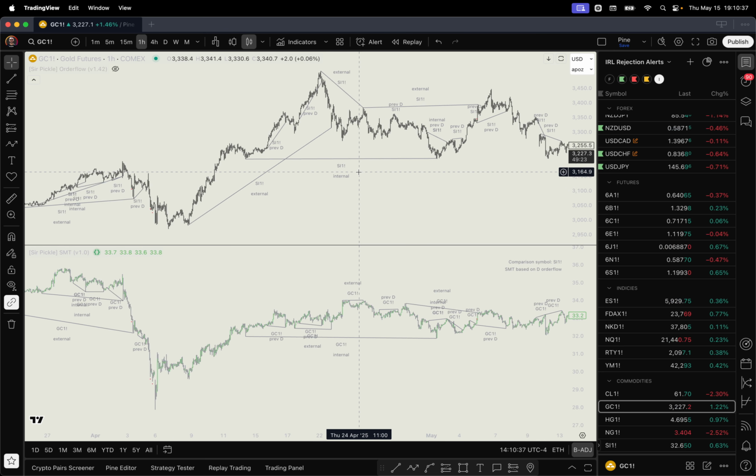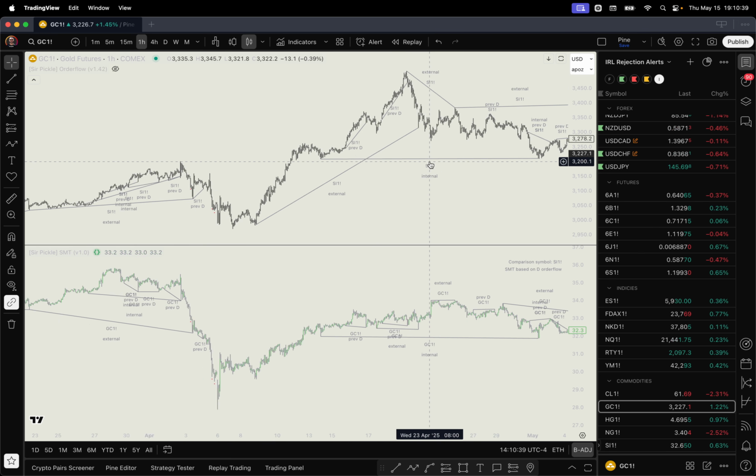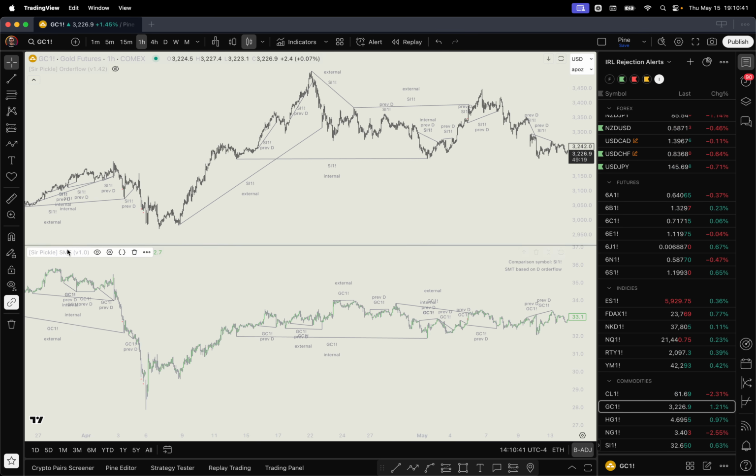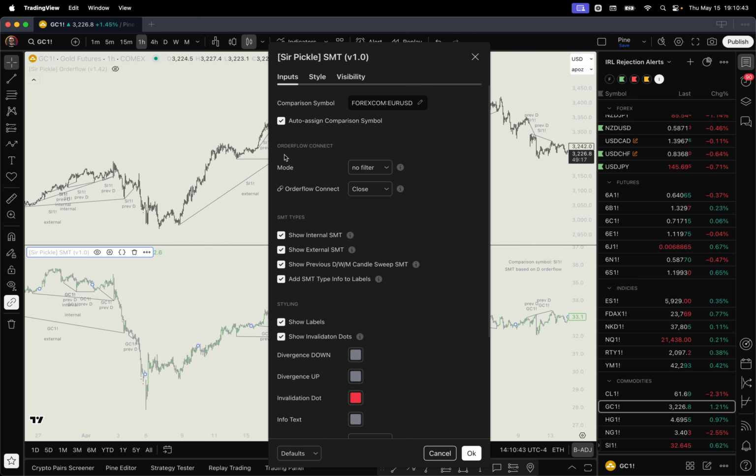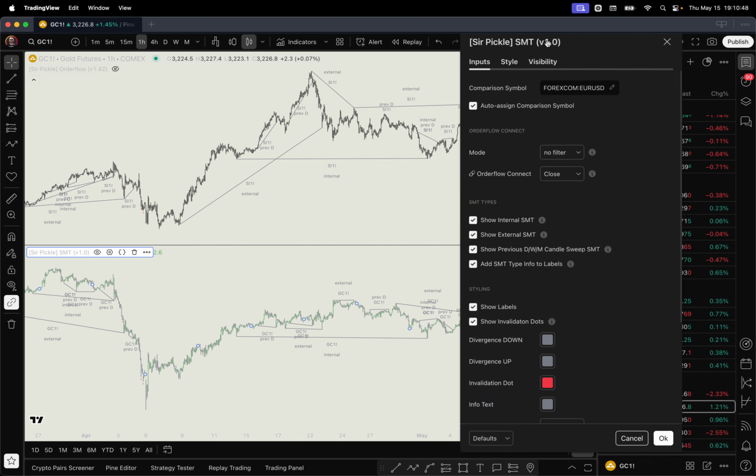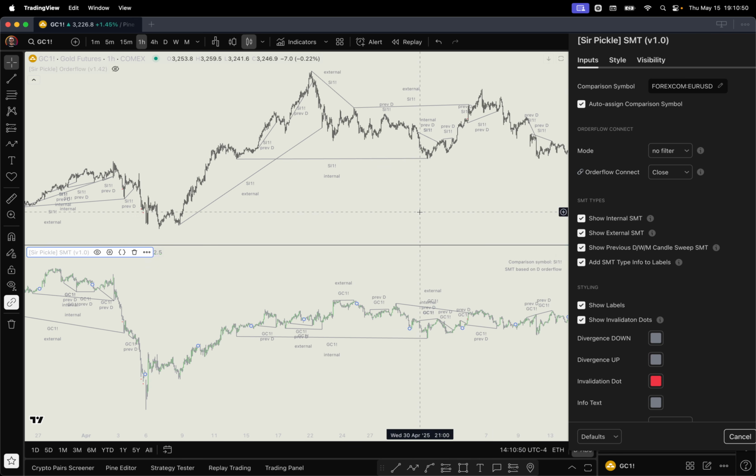And on this chart, you can now see many lines are being drawn. I will talk about this in a moment. Let's first go here. We are seeing different SMT types, and you can also see different labels here. We see the word external, here the word previous day, and here internal. These are all different SMT types.